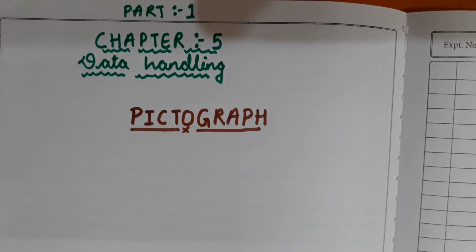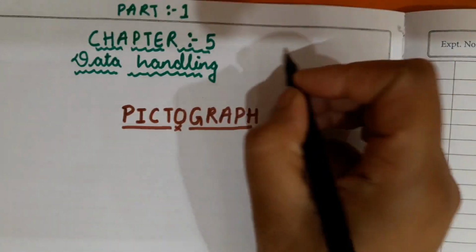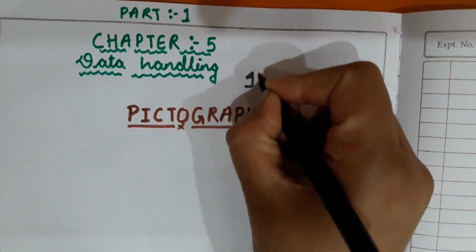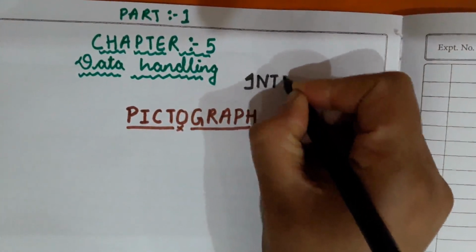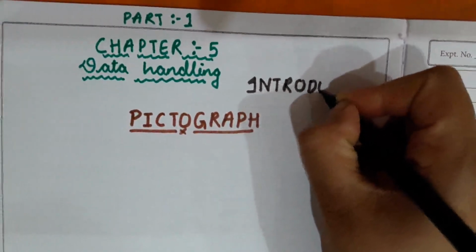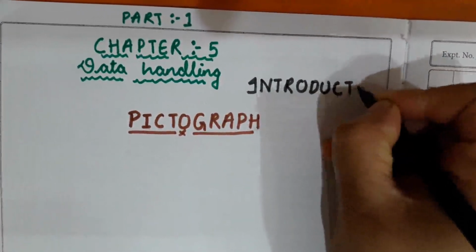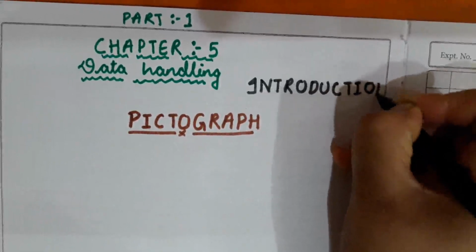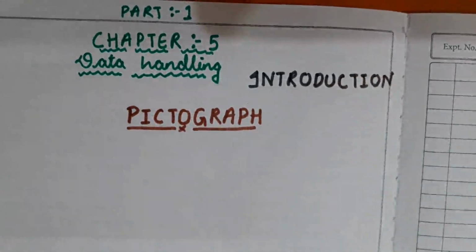Today we are going to start a new chapter, chapter number 5, data handling. So, this is the introductory part of this chapter. Today we are going to discuss only the introduction of this chapter. What we are going to do in this chapter, that only we are going to discuss, children. So this is the introduction of this chapter.